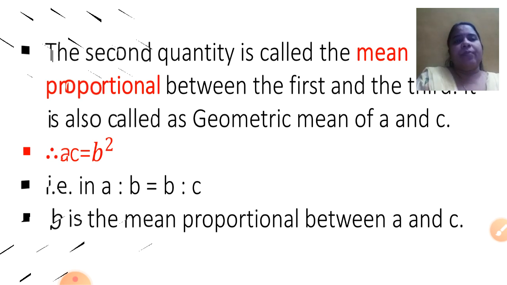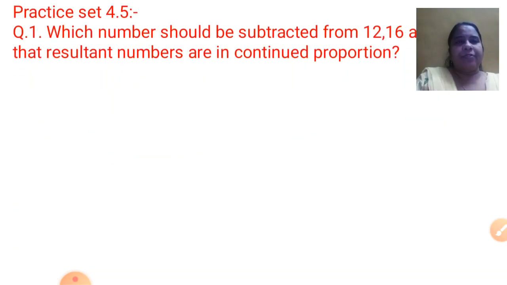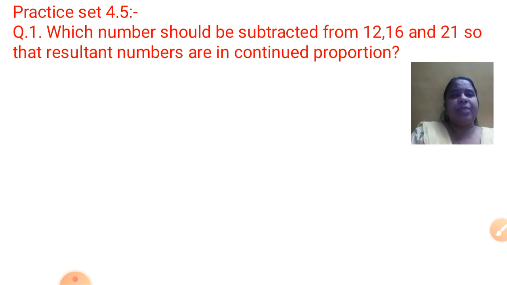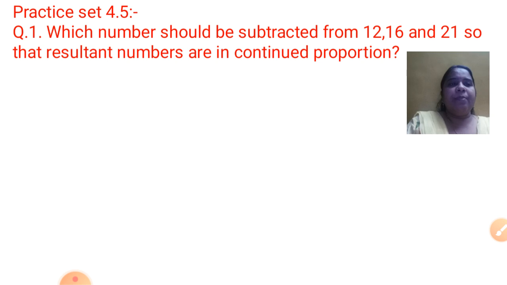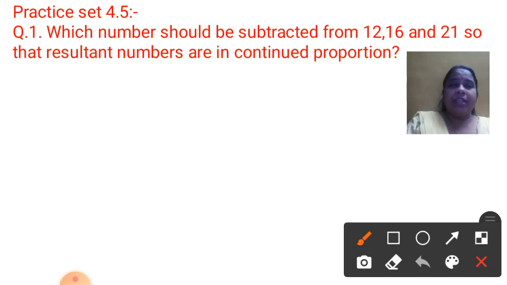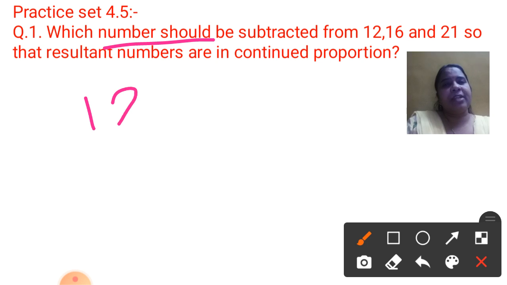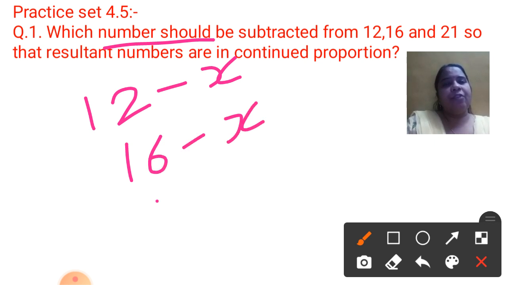After this, we'll start with practice set 4.5. The first one: which number should be subtracted from 12, 16, 21 so that the resultant numbers are in continued proportion? The numbers 12, 16 and 21 are not in continued proportion. They are asking which number should be subtracted. From 12, if I subtract x, it will become 12 minus x. From 16, it will be 16 minus x. And from 21, it will be 21 minus x.